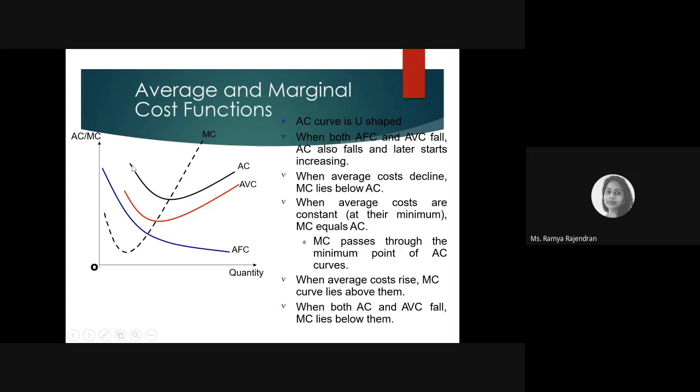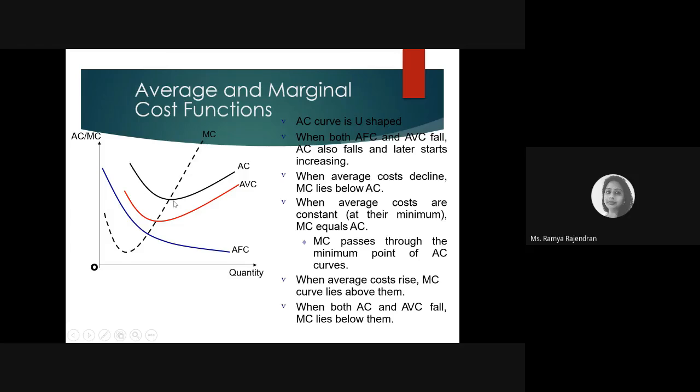So this AC, the average cost curve, is a U-shaped curve. When both AFC and average variable cost fall, AC will also fall. Initially AFC is falling, AVC is falling, and AC is also falling. So it falls until it reaches the marginal cost curve.